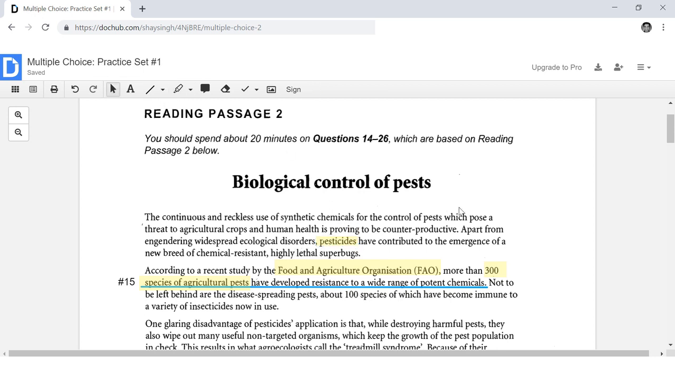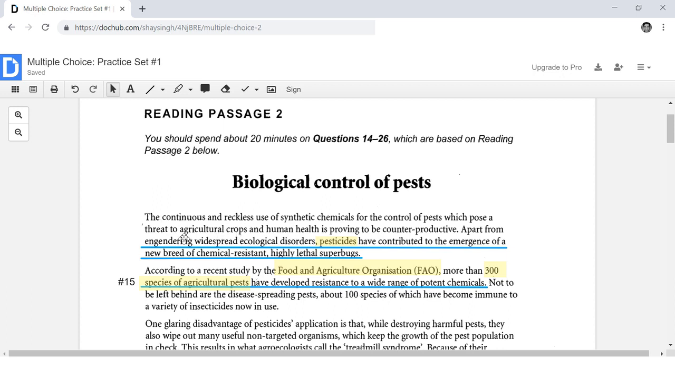So let's go ahead and read this sentence. I specifically want to start reading from here, since this is where it mentions pesticides, and I feel that this is where we'll find our answer. So this is going to be our matching sentence right here, most likely. So let's read this sentence. It says, apart from engendering widespread ecological disorders, pesticides have contributed to the emergence of a new breed of chemical-resistant, highly lethal superbugs.